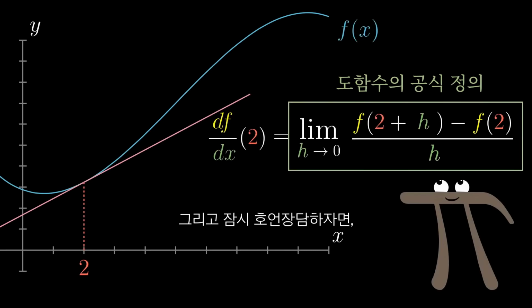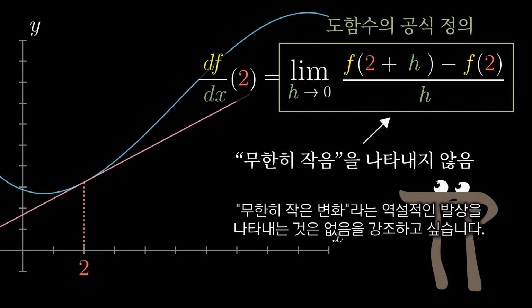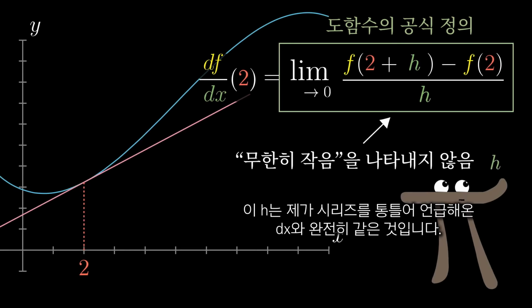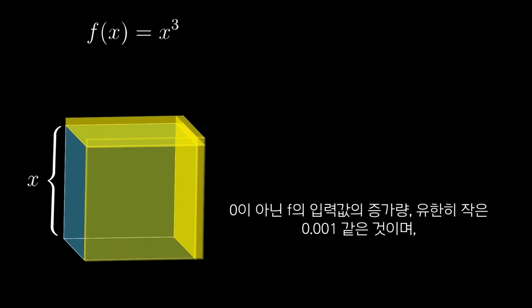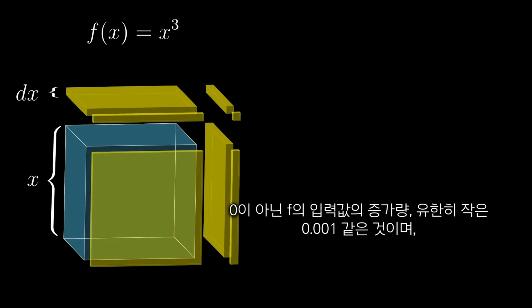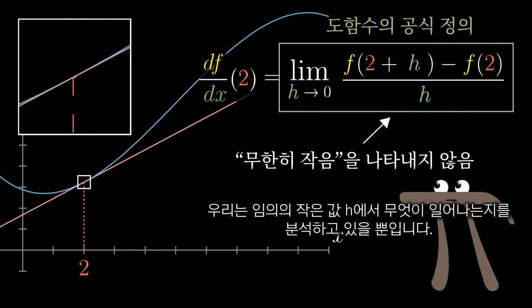And if you'll pardon me for a small rant here, I want to emphasize that nothing about this right-hand side references the paradoxical idea of an infinitely small change. The point of limits is to avoid that. This value h is the exact same thing as the dx I've been referencing throughout the series. It's a nudge to the input of f with some non-zero, finitely small size, like 0.001. It's just that we're analyzing what happens for arbitrarily small choices of h.